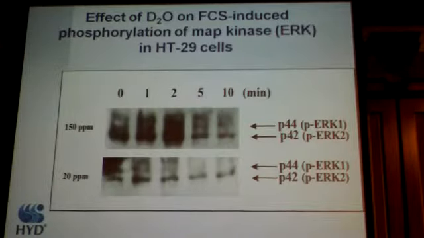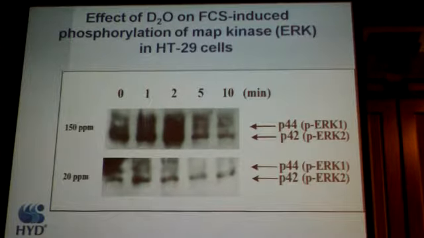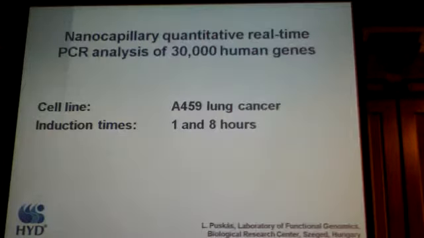In another experiment, we checked the MAP kinase, which is activated within 2 minutes when the cell gets a signal, and you could see it didn't happen when we used deuterium depleted water, suggesting again that we can modify this system. Later we went on and chose a DNA chip containing all the 30,000 human genes, and this is the result we got.